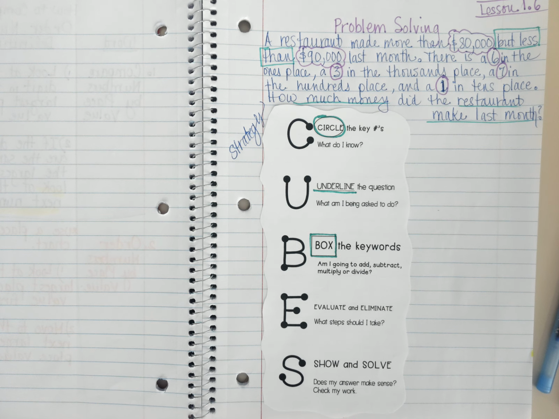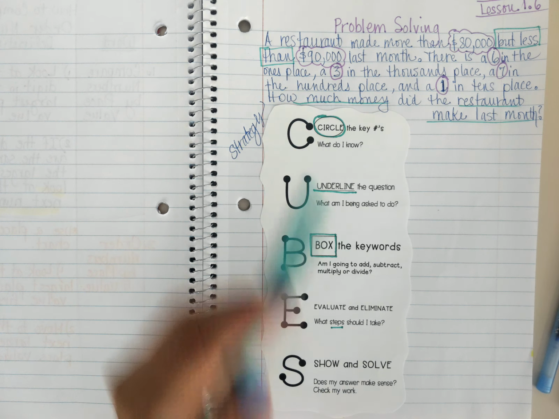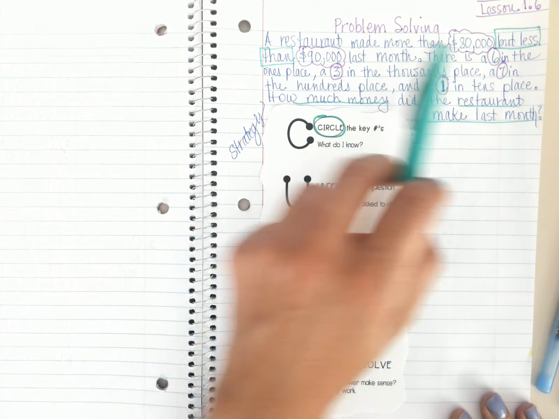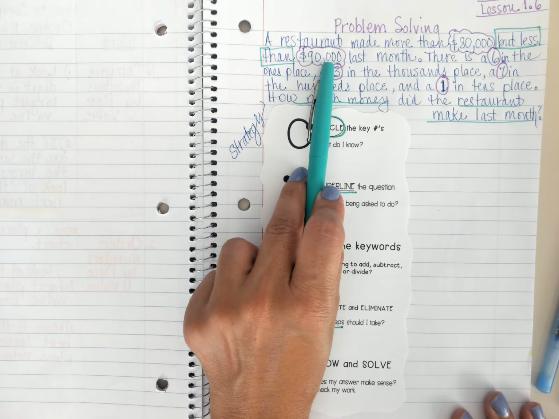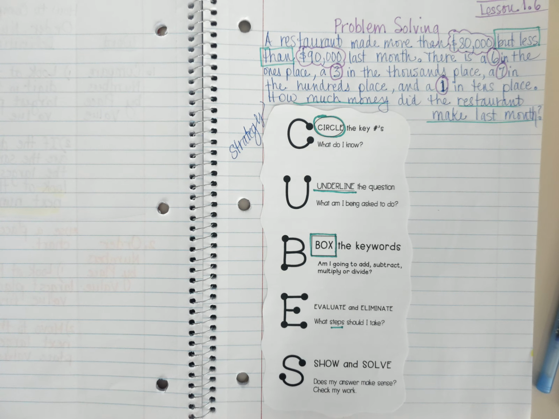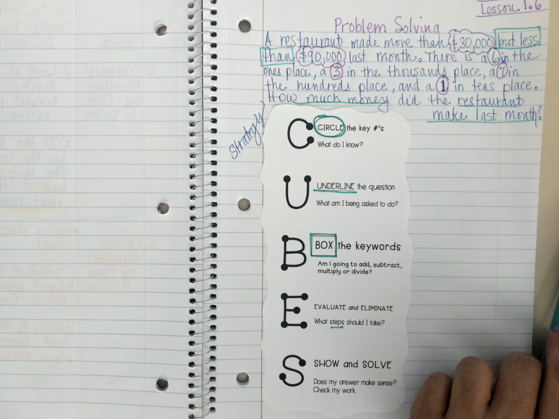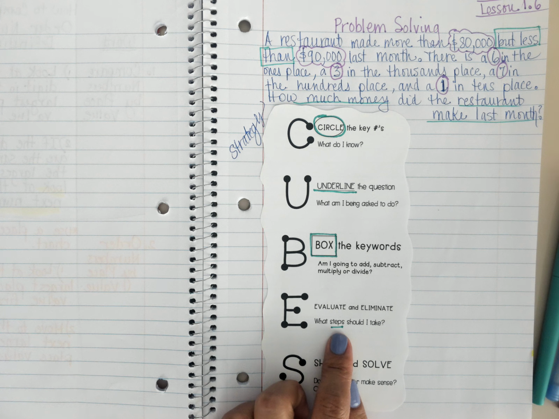Okay. And then it says for the E, value would eliminate. What step should I take? This part is important here. So I know that that restaurant made more than $80,000, but less than $90,000. So the strategy I'm going to have is to use a place value chart.